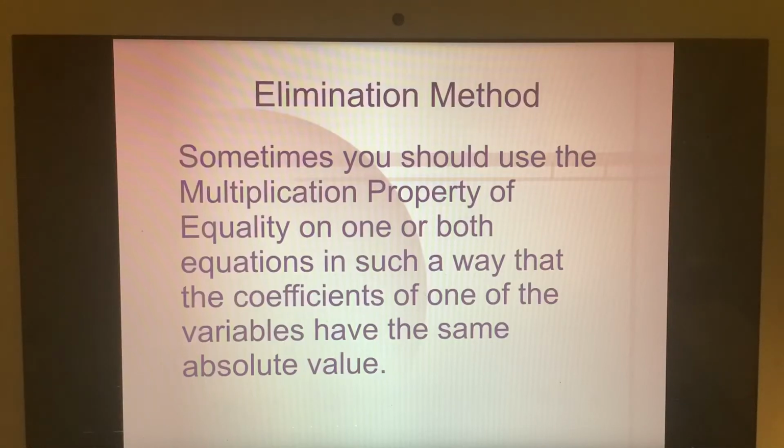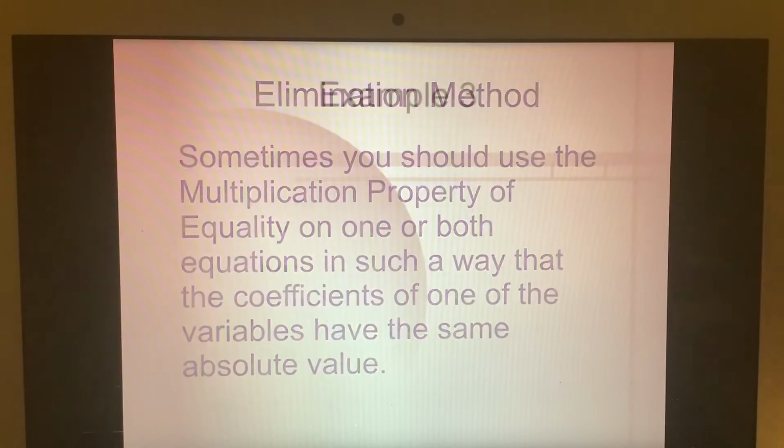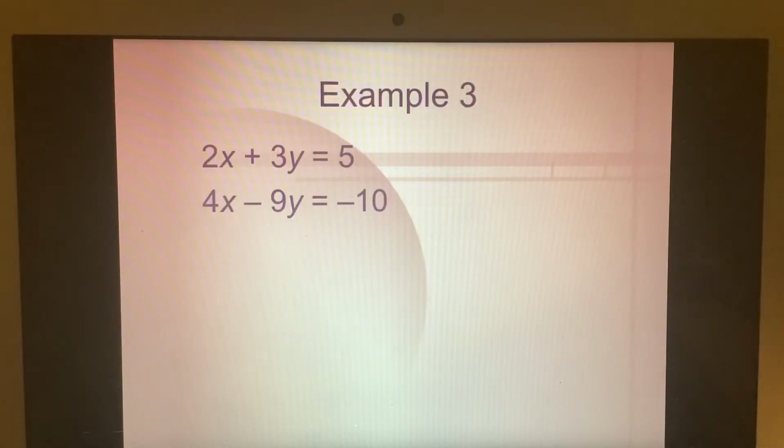Value. I know you're probably thinking, what? Just think back to what the multiplication property of equality is. We'll take a look in the next example and be able to see how we're going to use this. All right, now here are my two equations.